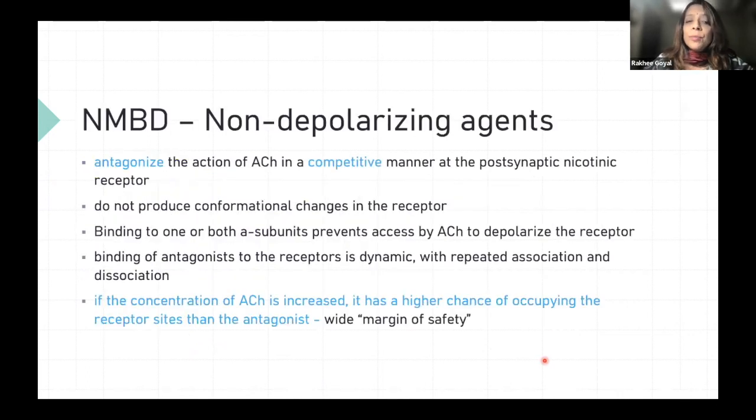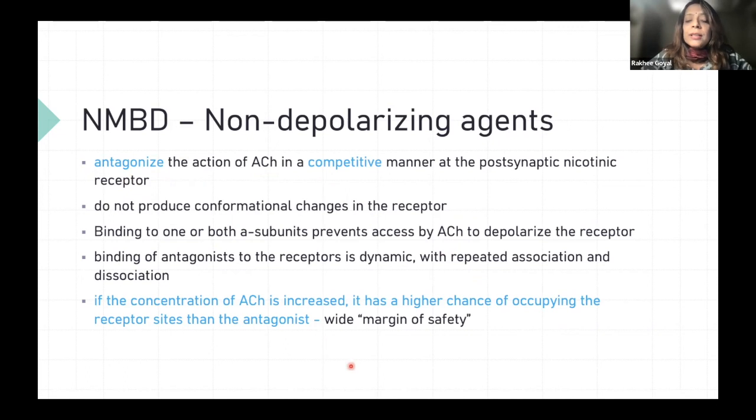Coming to the non-depolarizing agents, unlike the depolarizing agents, they are antagonists at the level of acetylcholine receptors. However, they do not produce any conformational change in the receptor. They just bind to one or two subunits and prevent the access of acetylcholine in a competitive manner.